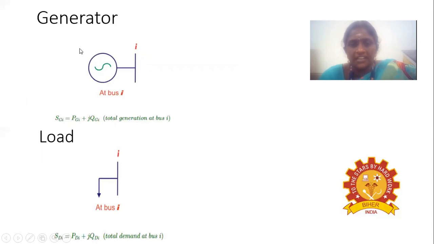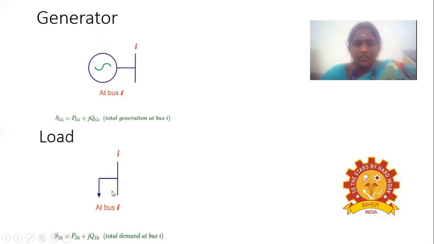So this is the generator model. Generator means generating bus, a generator connected to the ith bus. It injects real and reactive power to the ith bus. So the power at the ith bus is represented like this: SGI equal to PGI plus jQGI. G means generation power, I means bus number, ith bus.